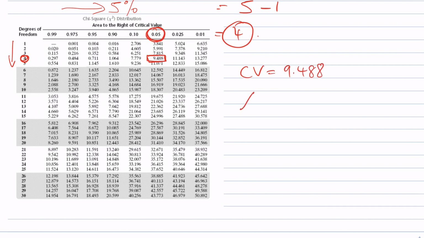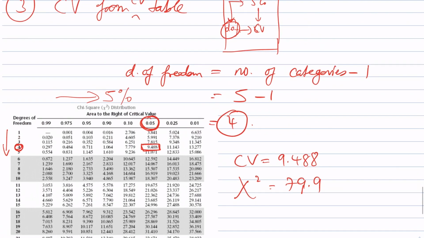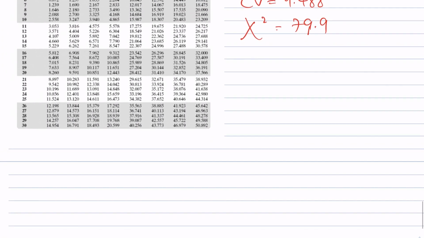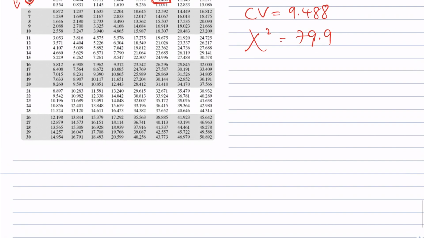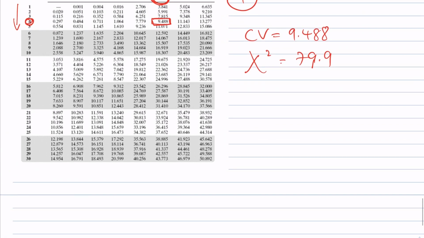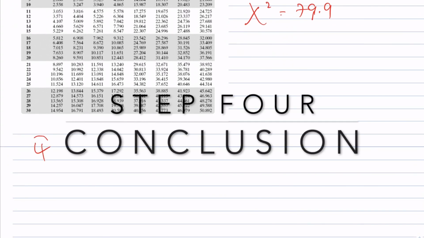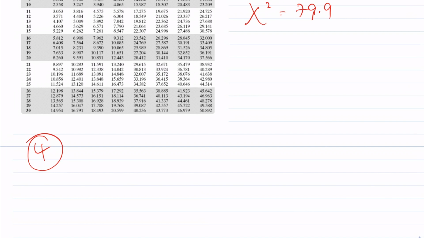9.488. Our chi-squared value was 79.9, so much higher than that. But to talk about that would be to go into step 4. Now we don't want to start step 4 prematurely, do we, guys? All right, so let's do that. Step 4, now we make the conclusion, now we make the comparison.